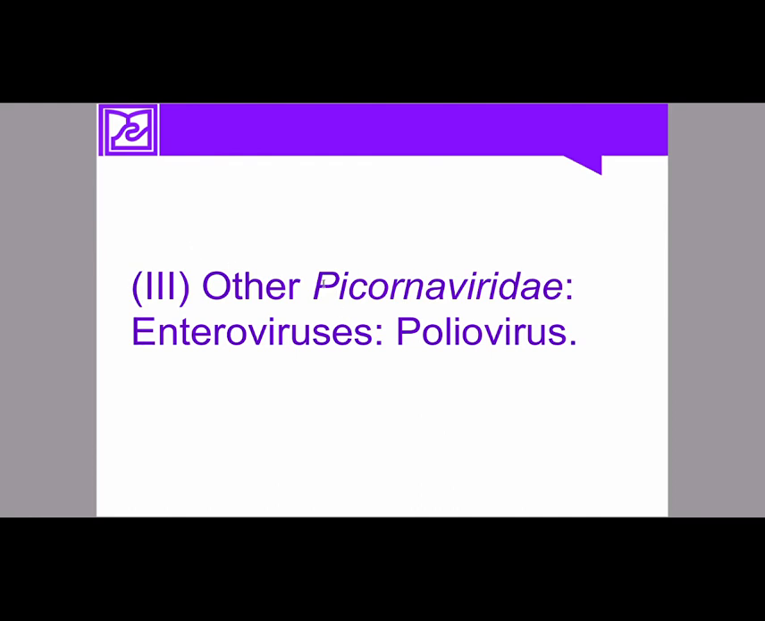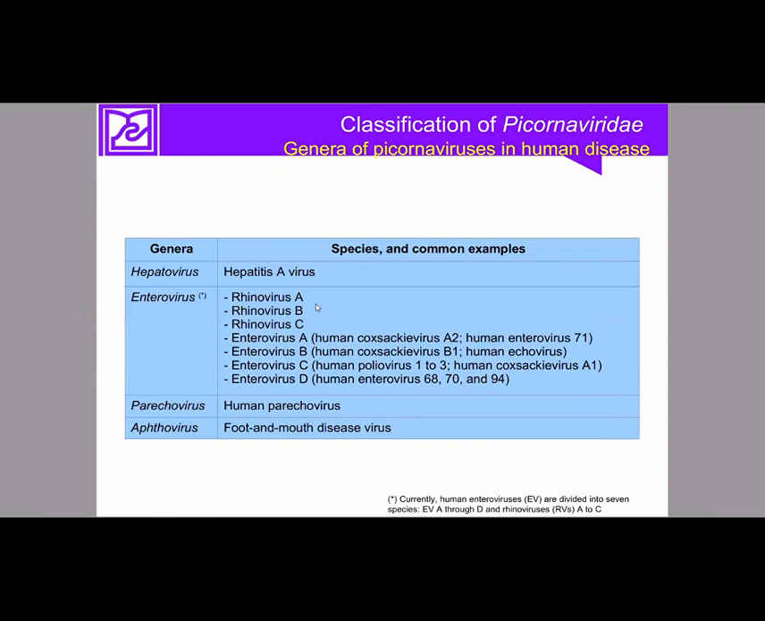Okay, so we are going to continue with the family Picornaviridae. And we are going to study enteroviruses. They are a lot. We are going to focus in only one. Polioviruses. These are enteroviruses, okay?